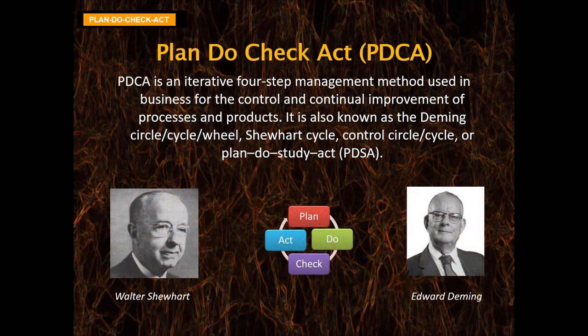Plan, do, check, act is a cycle that was originated by Walter Stewart and made popular by Edward Deming, two of the fathers of modern quality control. This concept is a cycle for implementing change which, when followed and repeated, would lead to repeated improvements in the process it was applied to.